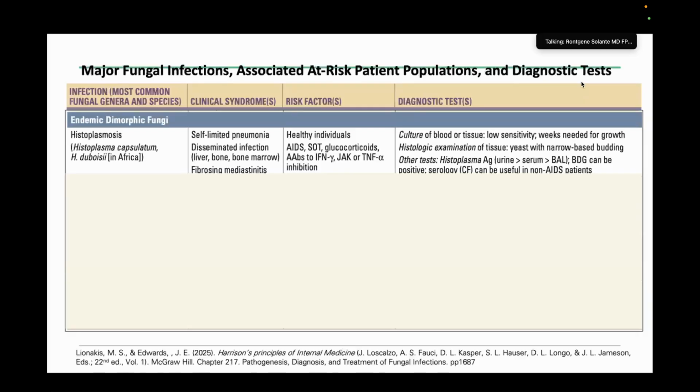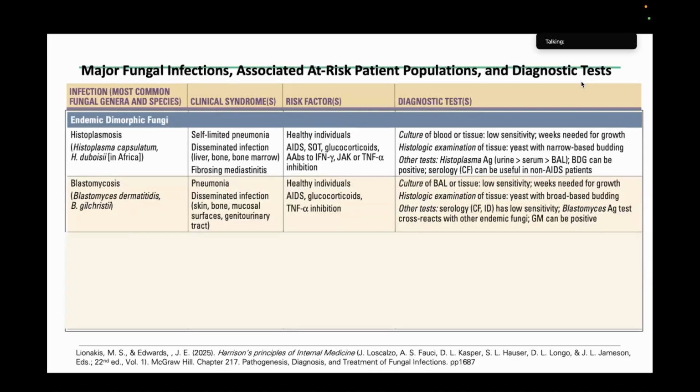And the antigen for histoplasma varies in terms of positivity. The highest rate of positivity is when you send the urine, then you have the serum, and the least among the isolation or positivity of your antigen is your bronchoalveolar lavage fluid. And again, just like other fungal infections, your beta D glucan can also be positive as a biomarker for your histoplasmosis. Then you have your next group of your endemic dimorphic fungi, your blastomycosis.